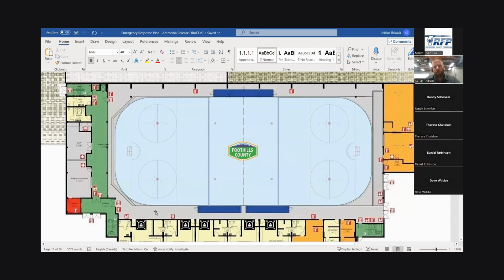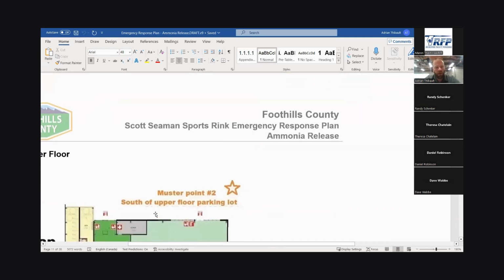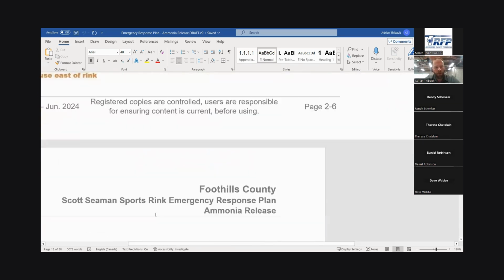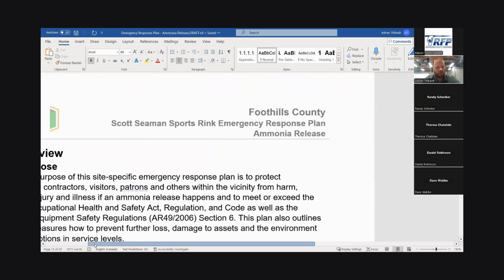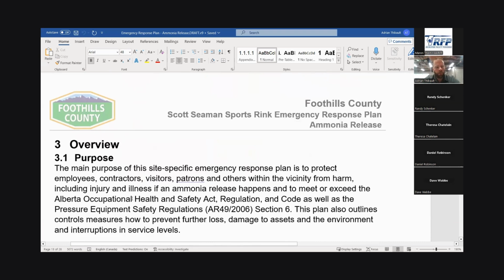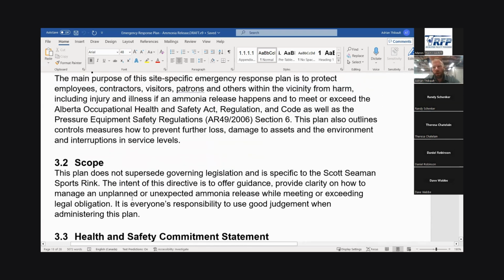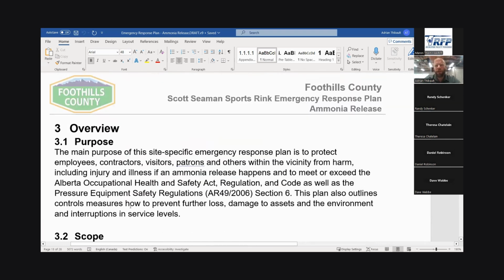Now I'm going to talk about this as we go on here. That's the upper floor. I'll talk about shelter in place and evacuation when we hit it here.